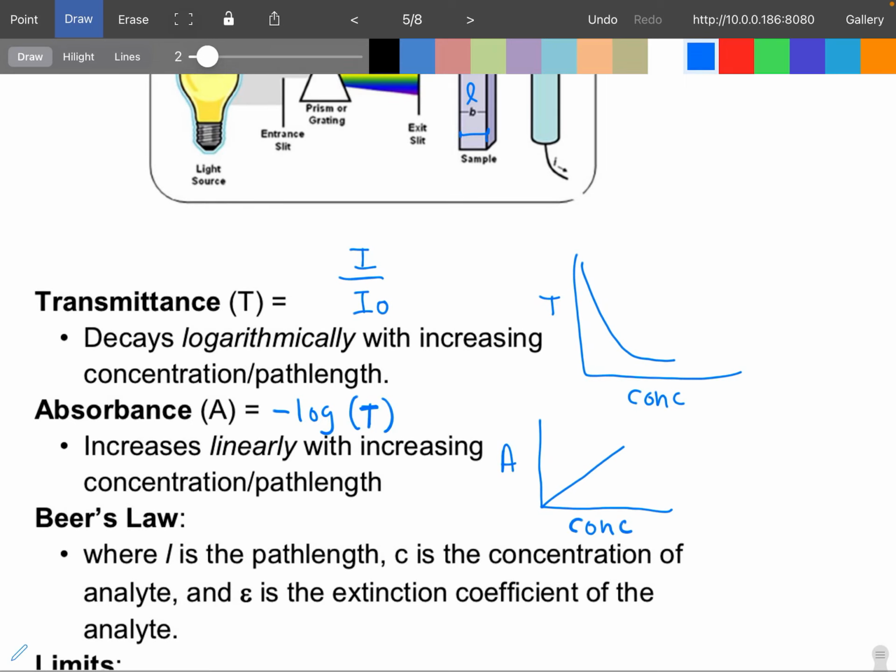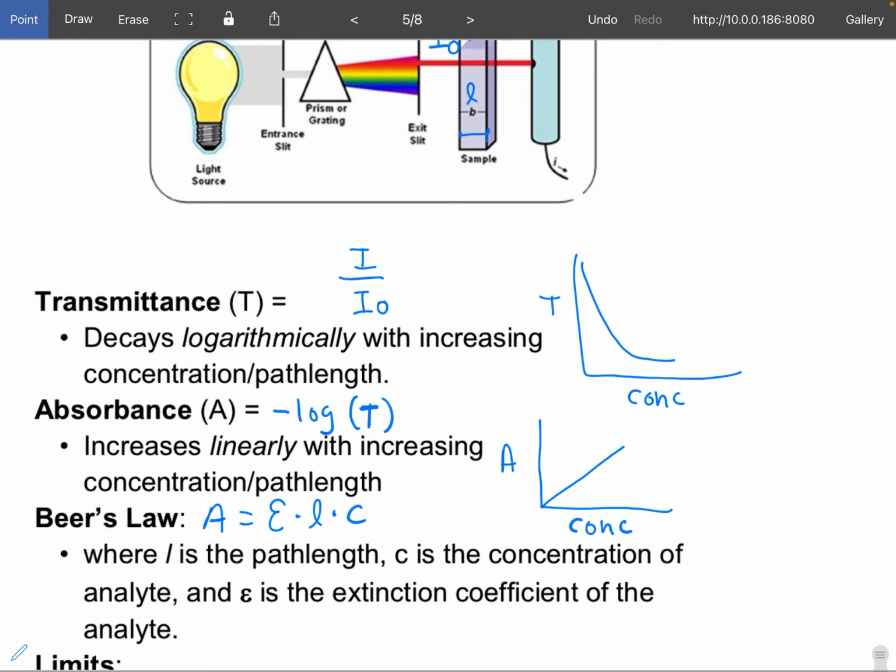Absorbance then lets us use Beer's law, which hopefully you're somewhat familiar with, which is that the absorbance of a sample equals some extinction coefficient epsilon times the path length L, or B, depending on who's writing the equation, times the concentration of the sample. We can use Beer's law if we know the extinction coefficient for a molecule. If we know the path length, and guess what, it's almost always going to be 1 centimeter, and we measure the absorbance, we can solve for C and determine the concentration of a sample.